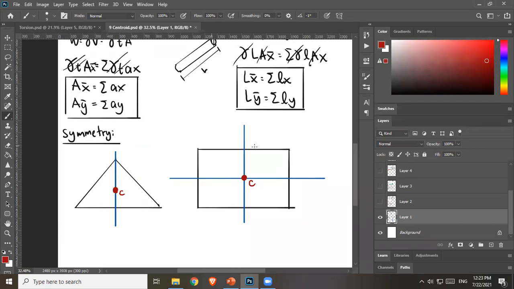While, for example, if you have a rectangle, it has two lines of symmetry, one along this length and another along this length. Therefore, its centroid is directly at the intersection. Okay, so that's your concepts for centroids and center of gravity.